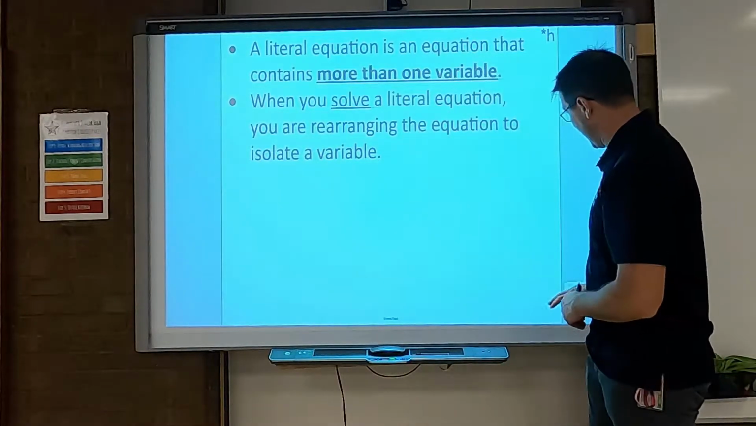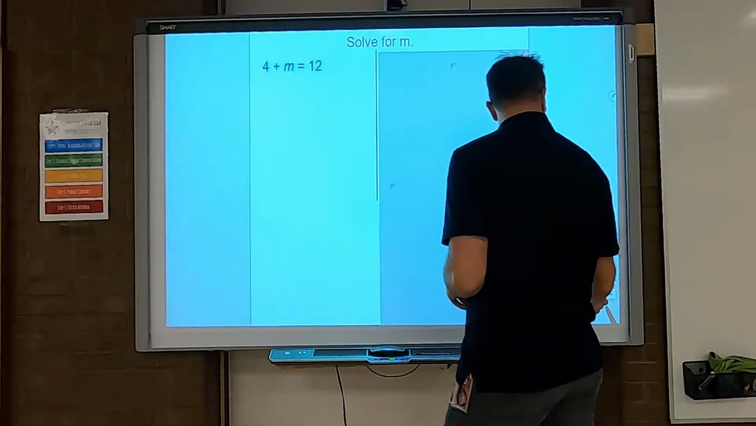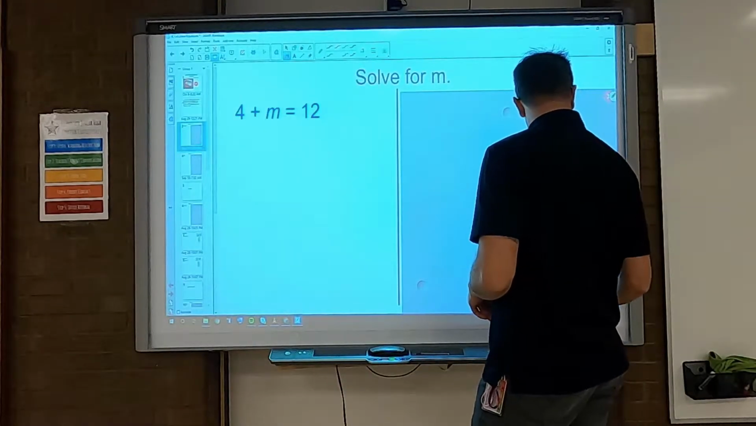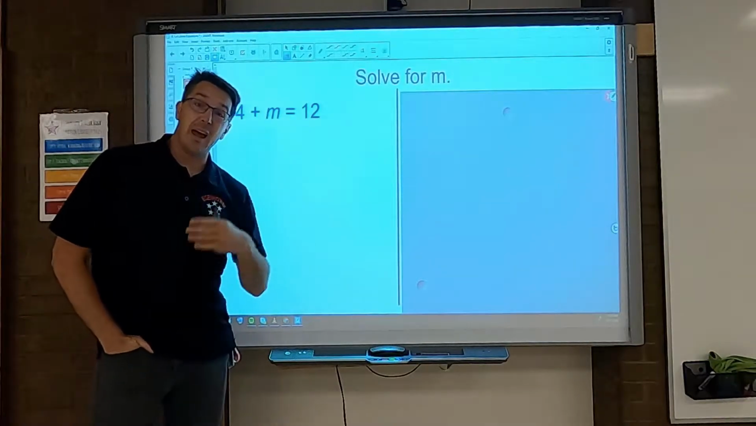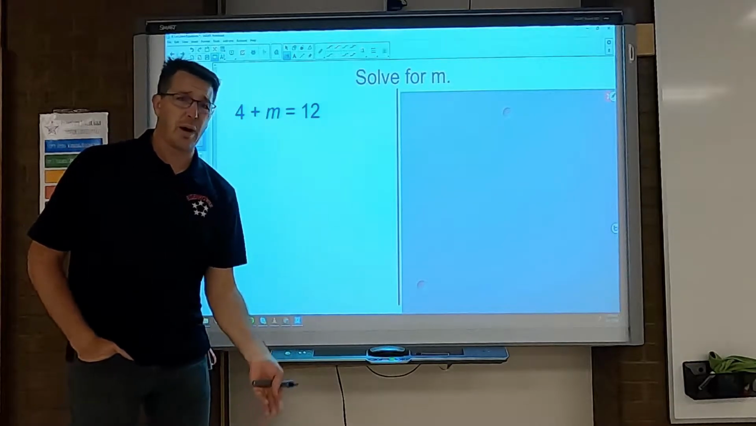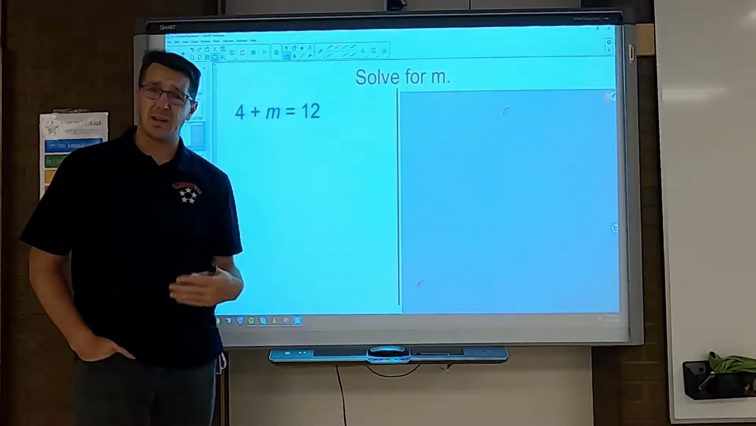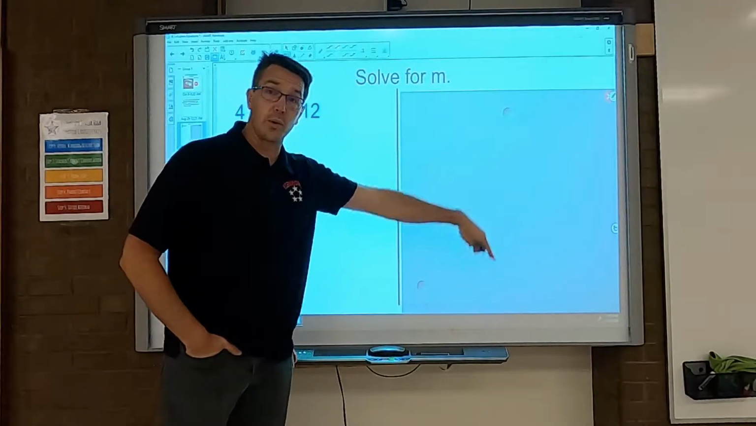So let me give you an example of that. I'm going to start off with really easy stuff here. This is a one-step equation. It has one variable. You're like, Mr. Craig, you just said literal equations, and that's not a literal equation. That's a one-step equation. Yes, you're right. I'm going to use that to show you how to do a literal equation.